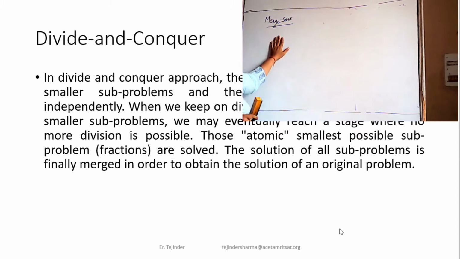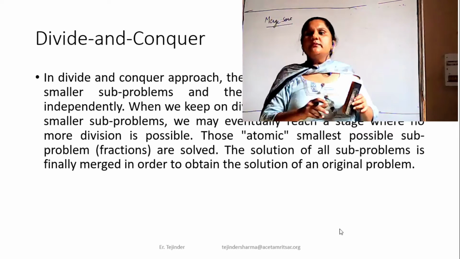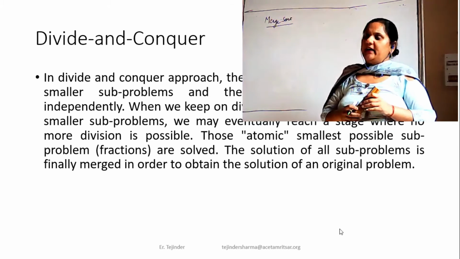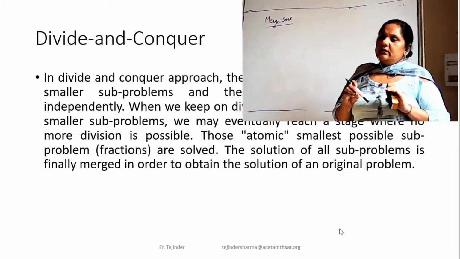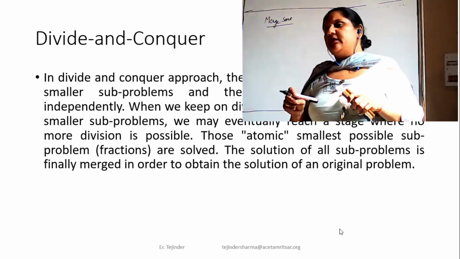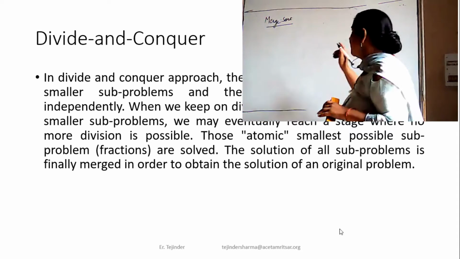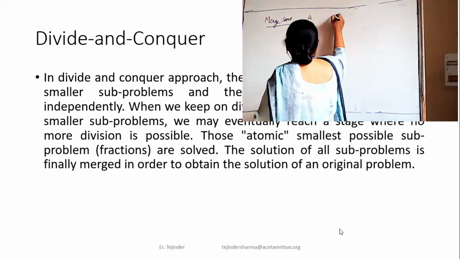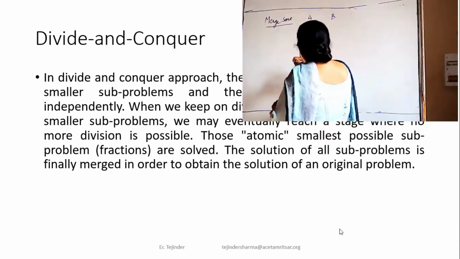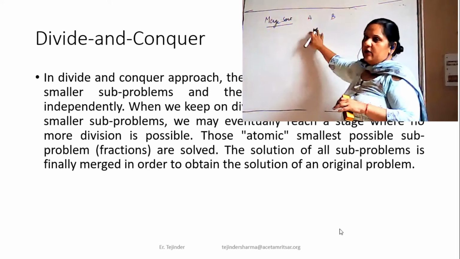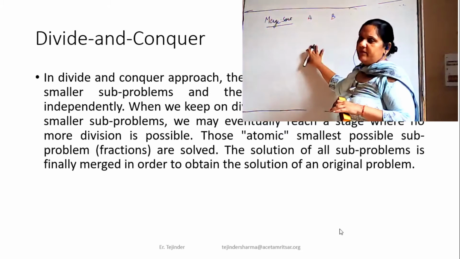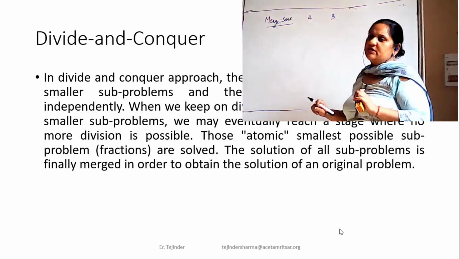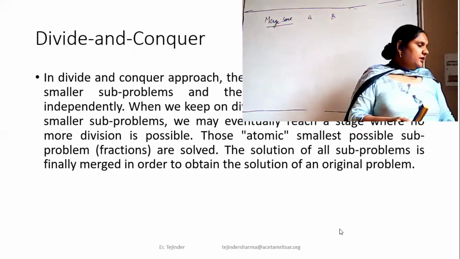Merge sort. This strategy is basically used to combine two sorted lists. There are two arrays or two lists which are already sorted. Suppose this is an array A, this is an array B. They are already sorted, you will merge them. So this is called merge sort.